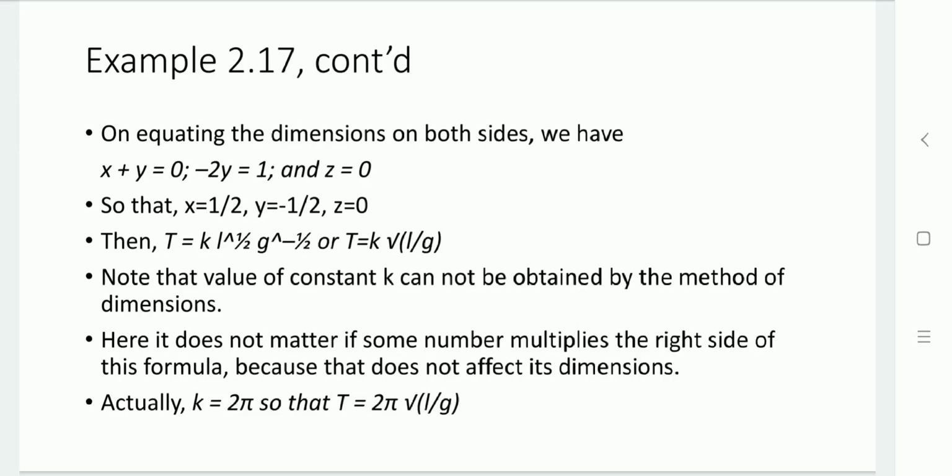K is the constant. We cannot obtain its value with this method, so we can keep it as it is. Or, since it is the time period, we can define K equals 2 pi. So the final equation we get is T equals 2 pi under root L by g. This is the correct formula we can get based on the dimension method.